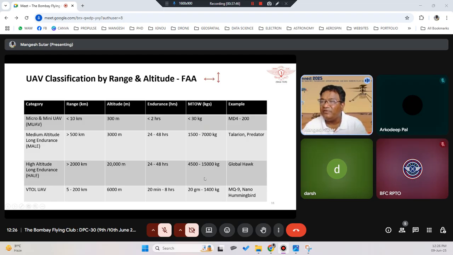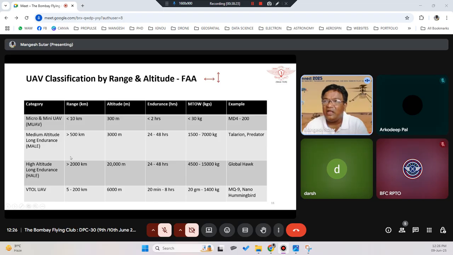If you see with respect to the MTOW, they are not classifying the drones by that alone. They are classifying with respect to the range, altitude, endurance, and MTOW. All these four parameters classify the drone into a category. So if your drone falls in this range, altitude, endurance, and MTOW, then you may call it micro or mini. If it falls in the MALE range, then you may call it MALE. If you fall under these four parameters, there could be a combination of both also.